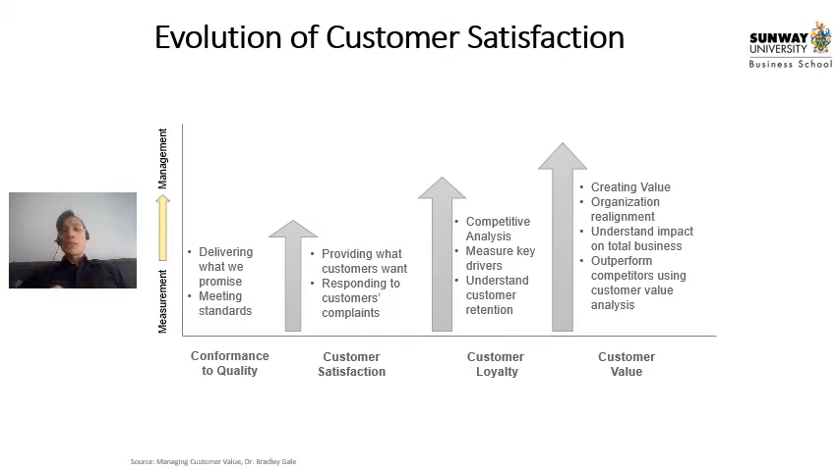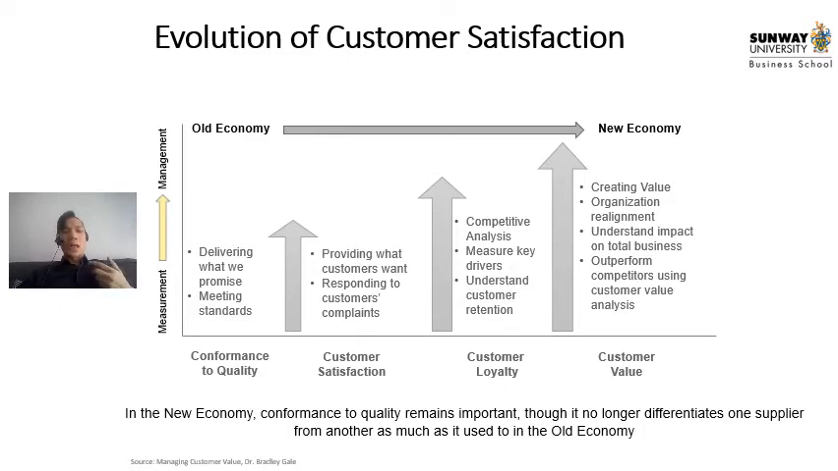Make sure that your organization is realigned, understanding the impact on the total business, and outperform competitors using your customer value analysis. This is how we move from measuring to managing. Now, Nielsen has said that this is what we mean by moving from the old economy to the new economy. In the new economy, conformance to quality remains important, although it is no longer the main differentiation from one brand to another as much as it was in the old economy.